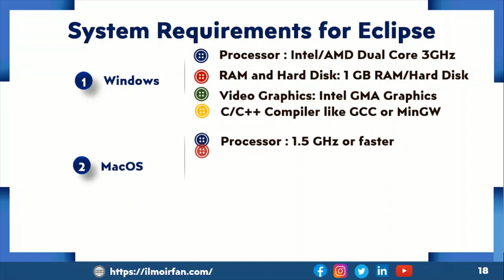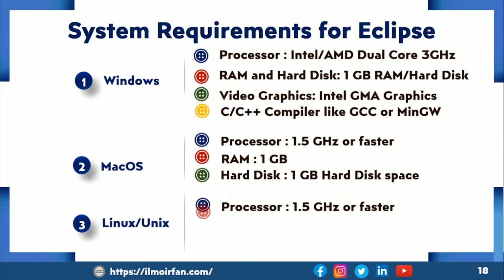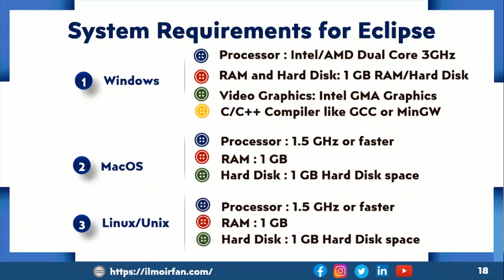For Mac operating system, we need a processor of 1.5 GHz or faster. RAM required is 1 GB and 1 GB hard disk space is required. For Linux Unix operating system, we need a processor of 1.5 GHz or faster, RAM 1 GB, and 1 GB hard disk space is required.